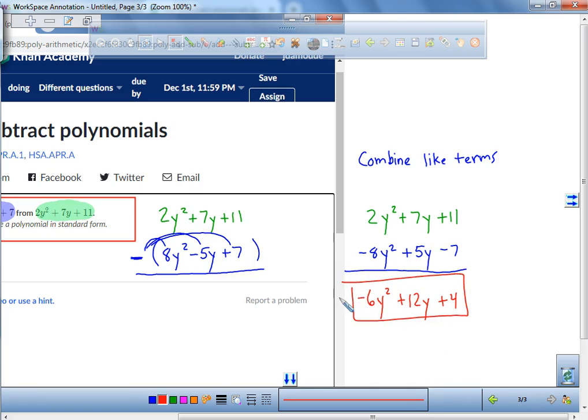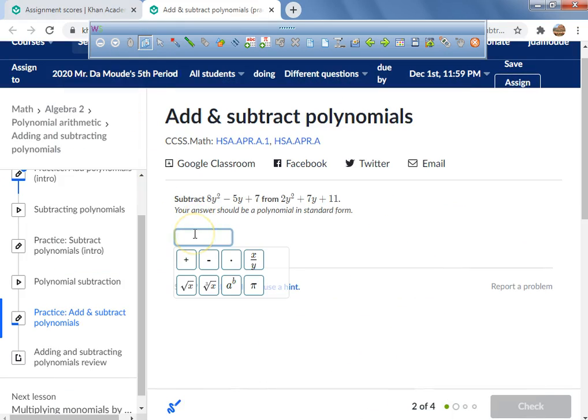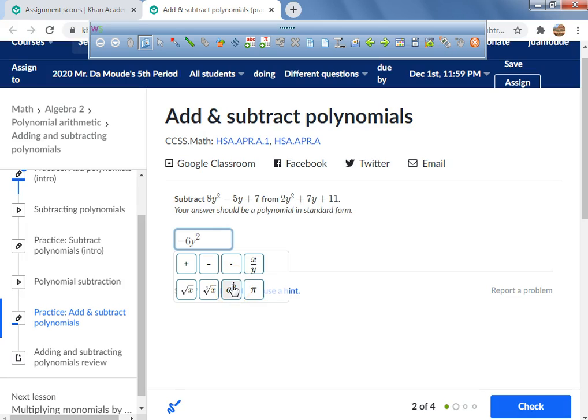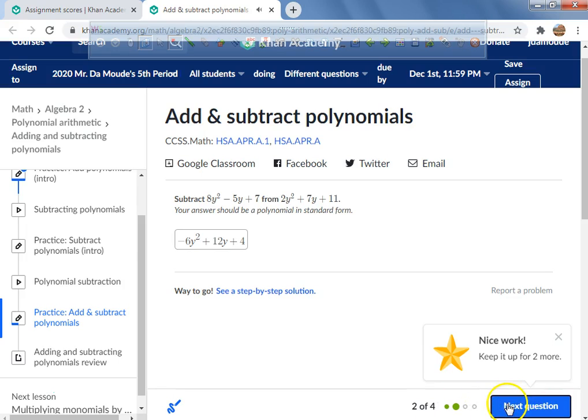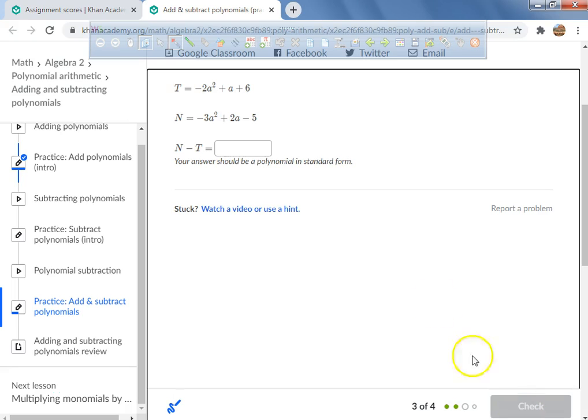All right, and that's all you have to type in. But you do have to type it in correctly. If you don't, you'll get it wrong. All right, so here we go. You guys have it down. Put negative 6y, but what do we got to do? We got to make sure we square it. Then what? Plus 12y, there we go. And then what's at the very end? Plus 4. All right, hopefully we did everything right. We did! Nice work. We're going to keep it up, but we're not going to do 2 more. We might just do 1 more.